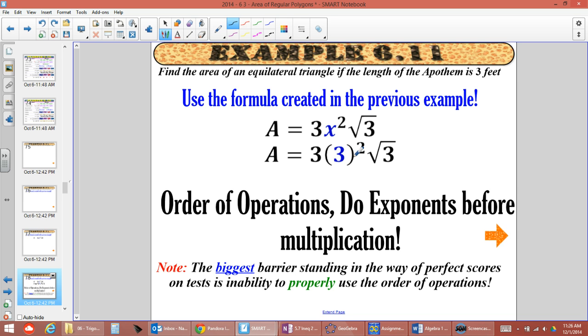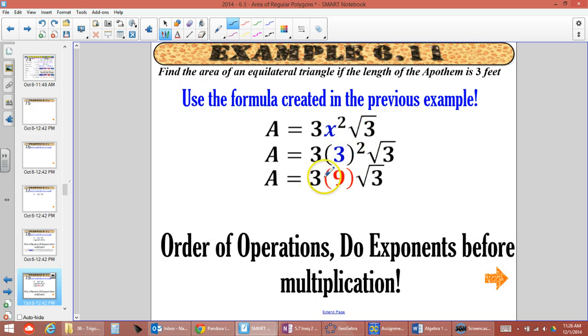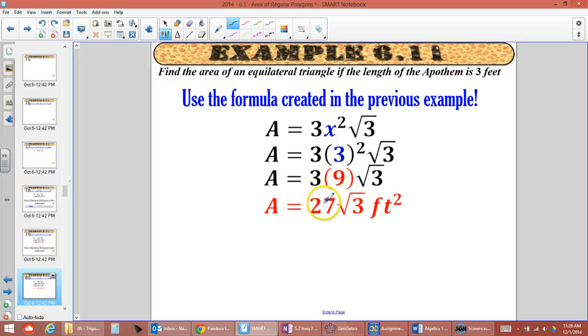It will be graded. So now, order of operations. I do the exponent first, and I end up with 9 times 3. Now I do the multiplication, and I end up with 27 root 3 feet squared. Don't forget your feet squared.